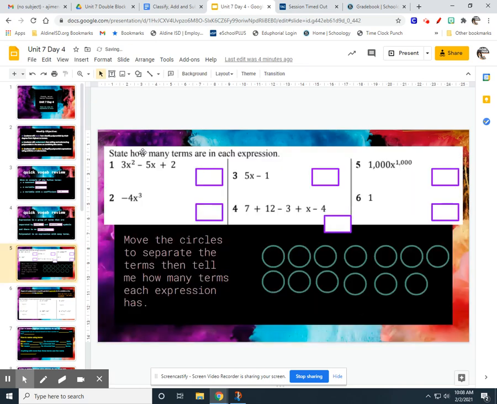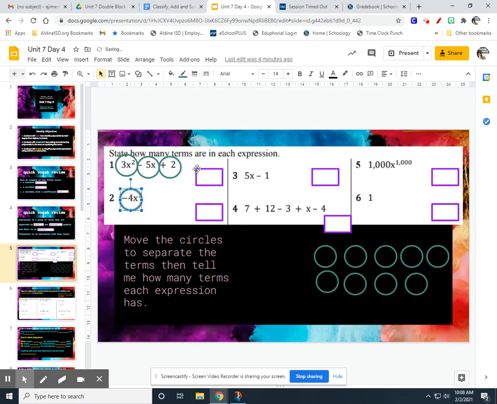All right, here we're going to figure out how many terms. I said move the circles to separate the terms to tell you how many you have. So I'm going to do the first two, and then I'm going to pause it, and you're going to give me the next one. Move one there, and move one around this one. Notice that I'm moving it around the -2, and then around this one, around the positive. You have to take the sign with that term. So here I have 3 circles, so I have 3 terms. This one only has 1 circle, so I have 1.